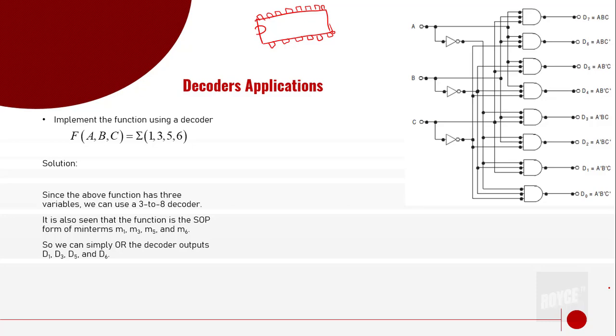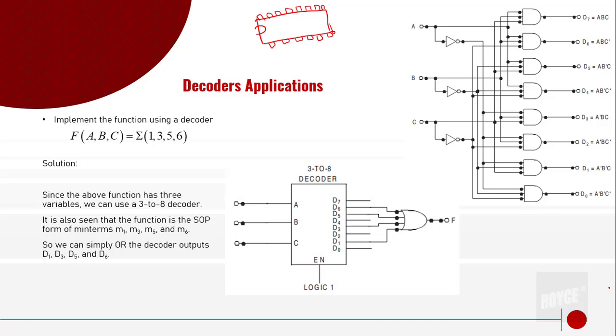Now, since we already know that, we can simply use a 3 to 8 decoder. And dahil ito ay naka-minterms, ang makukuha natin dito is SOP form. So, pagka SOP, sum of products, and ito naka-product terms na, so isasum na lang natin sila. Or a proper term is i-OR na lang natin sila. Hence, this OR gate. So, minterm 1, that is D1. Minterm 3, eto, D3. Then minterm 5, D5, and minterm 6, D6.